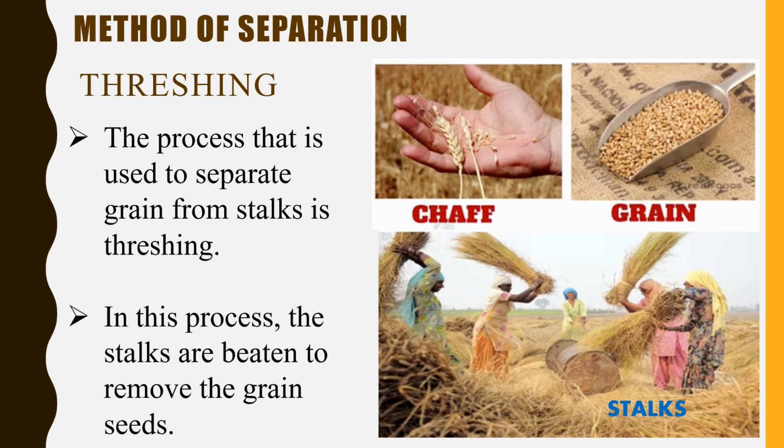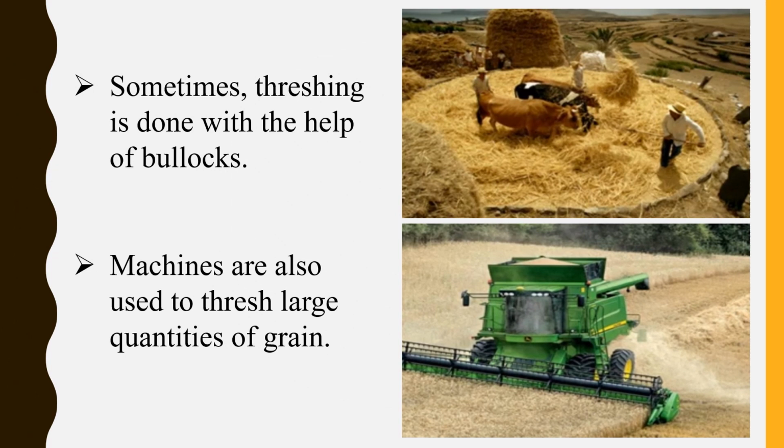This is done by beating the grain stalks on the floor. This is called threshing. The process that is used to separate grain from stalks is threshing. In this process, the stalks are beaten to remove the grain seeds. Another way to do it is to lay out the stalks and make oxen or donkeys walk on it. Nowadays, machines are used to thresh large quantities of grain.